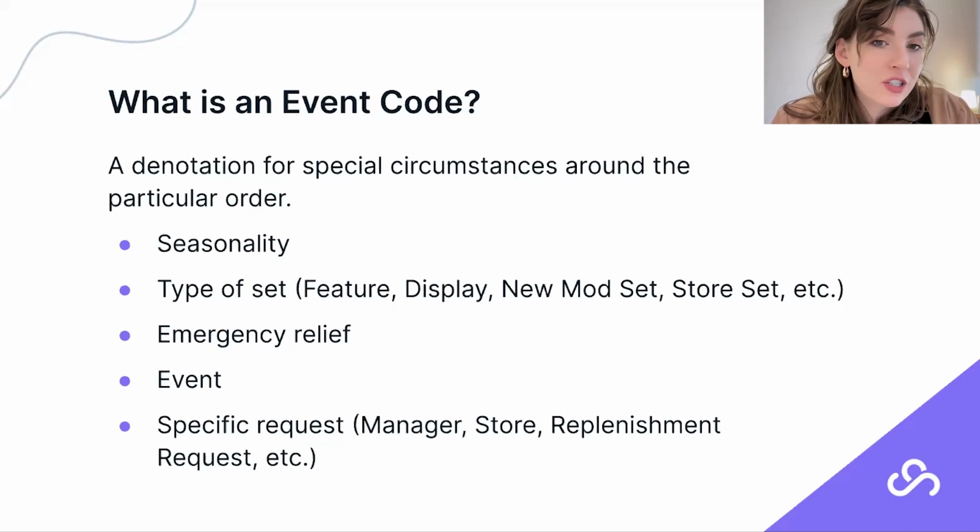A couple other reasons you would see an event code is the different types of set. So if it's a feature, display, a new mod set, a store set, whatever it may be, that could be within that. There's also a couple different emergency relief event codes, so sending particular items to areas that are affected by tornadoes, by hurricanes, whatever the case may be. It may just be to that particular region.